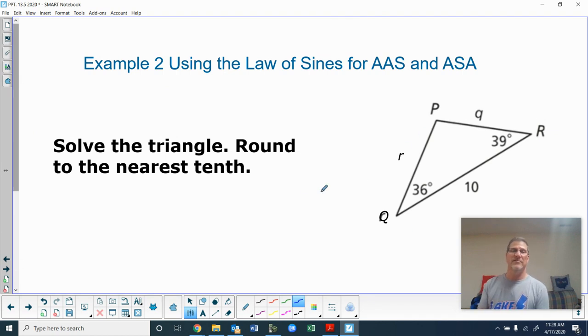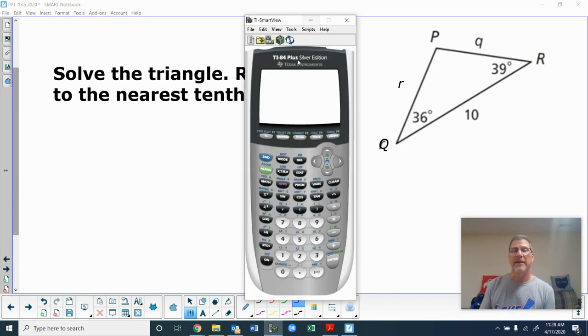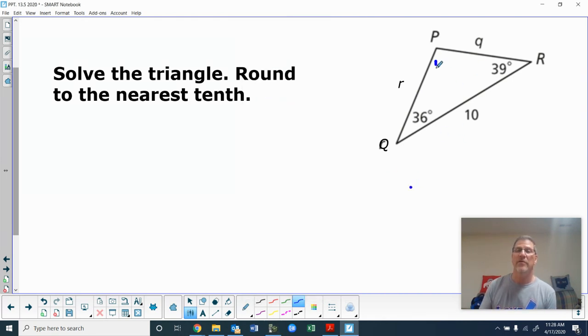So I have 2 angles again. So I'm going to add those and subtract them from 180 to get that missing angle. 36 plus 39 equals 75. I should know 180 minus 75 would be 105. I'll go ahead and put it in, but you guys should be able to do that in your head. Second answer puts in the answer we just got. We get our 105. So angle P is 105.